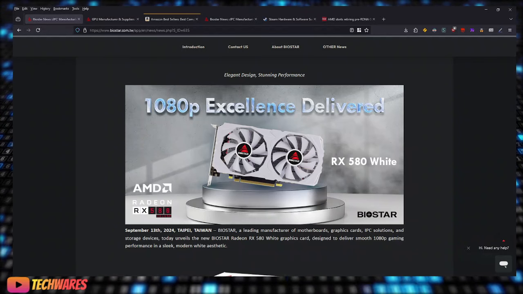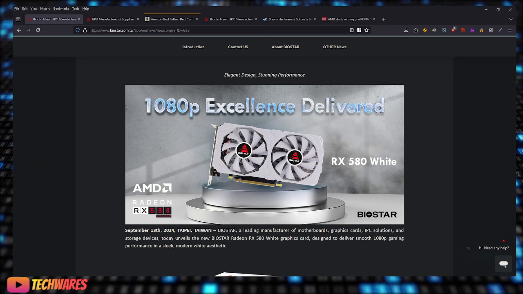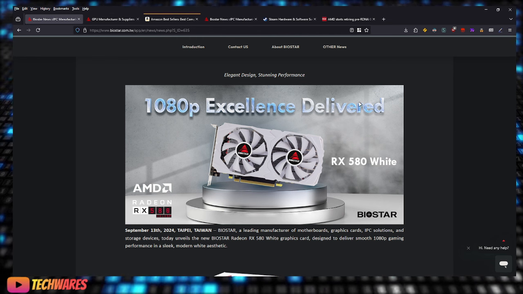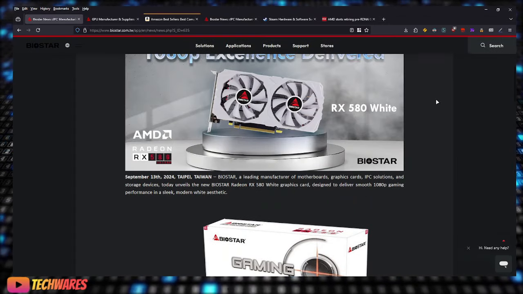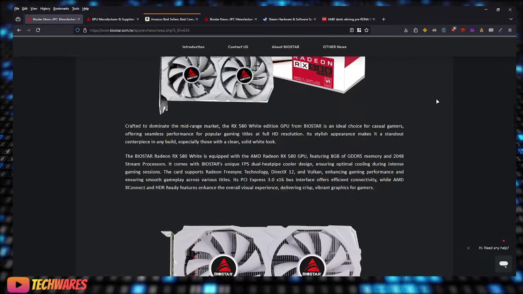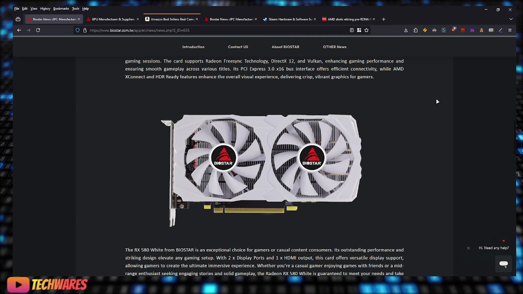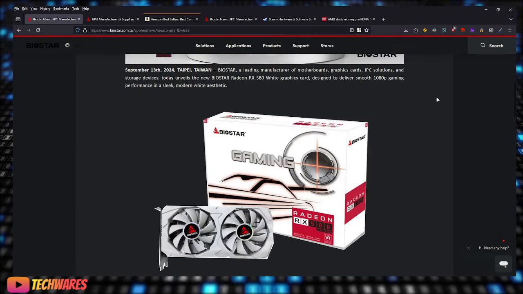What's up, everyone? What year are we in again? Because Biostar just released a six-year-old GPU, all right? Today is September 13th, 2024, and they just announced a 1080p GPU in white that was originally introduced 6 years ago from the AMD Radeon Polaris architecture, all right?